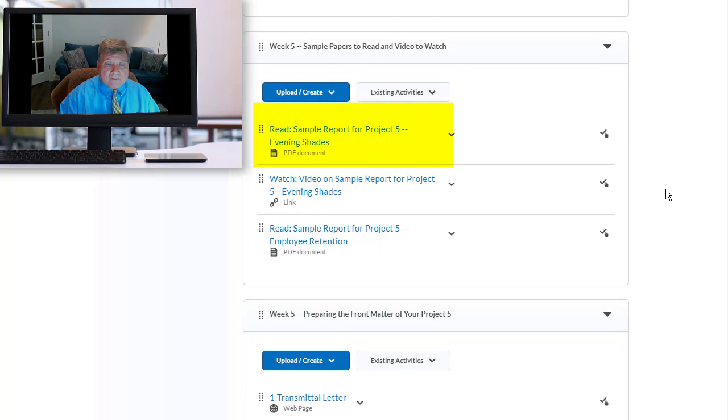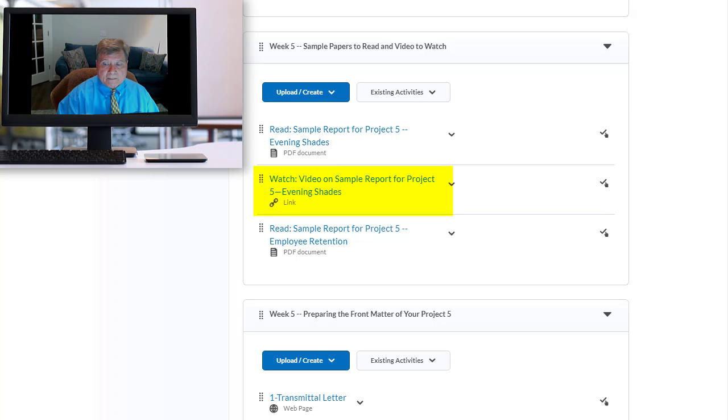Now, this week you have 2 sample papers to read and 1 video to watch. The first sample paper here for Project 5 is a report called Evening Shades. It's about a place that sells sunglasses. Evening Shades, get it? Then I've made a video analyzing Evening Shades so that you can have the paper in one hand and be watching the video and follow along to make sure that you understand the structure of this final report, and also something about what goes into each component, how to write each component of the final report.